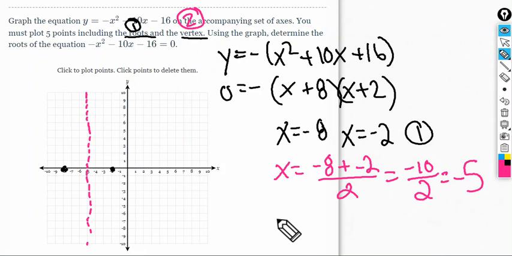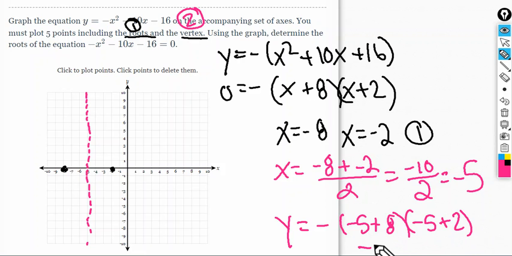Okay. How do you get the y-coordinate? You just plug it in. Now, you can plug it into the original or the factored one. I prefer the factored one because the arithmetic seems easier to me. So I get negative 3 times positive 3, which is negative 9, times negative, so that's positive 9. So negative 5, positive 9. Okay, I need more points.